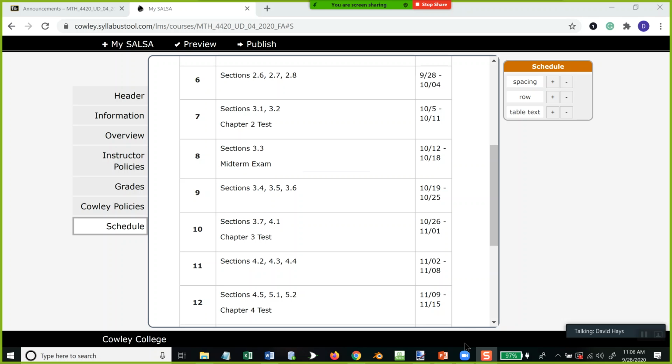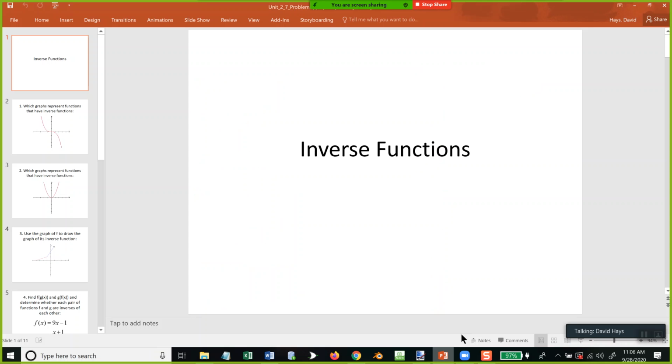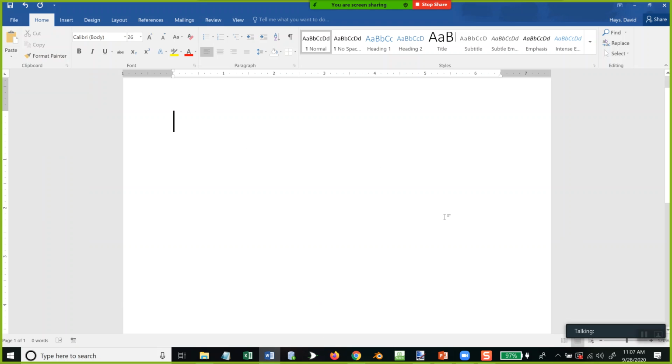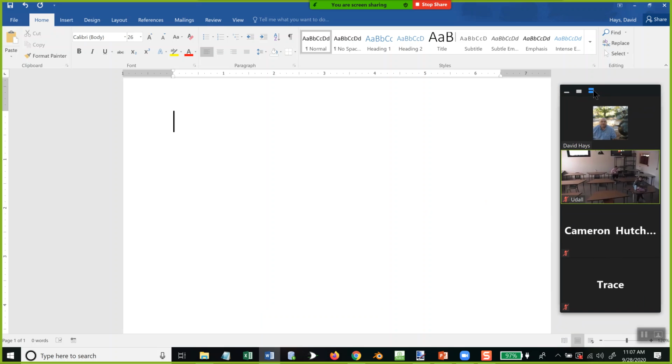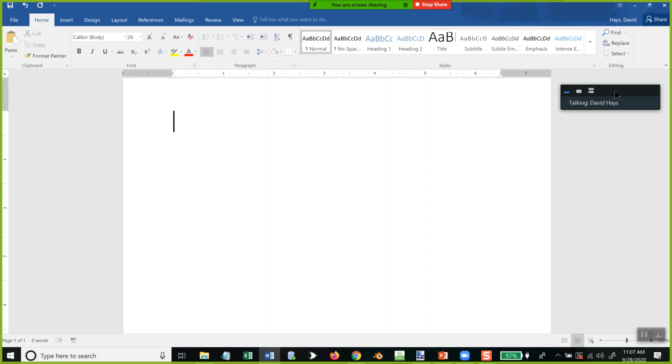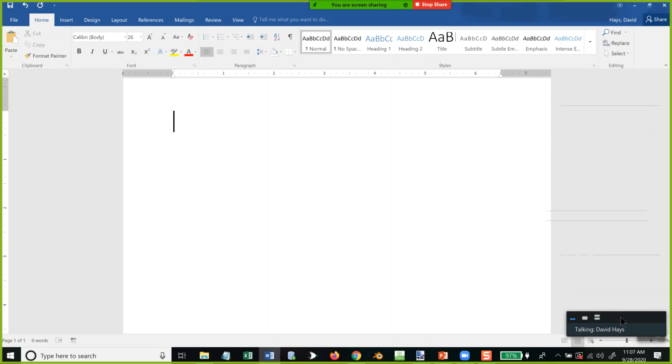Okay. 2.7, inverse functions. First, we're going to cover some definitions. Remember, we had our definition of a function. For every x, there's only one y.